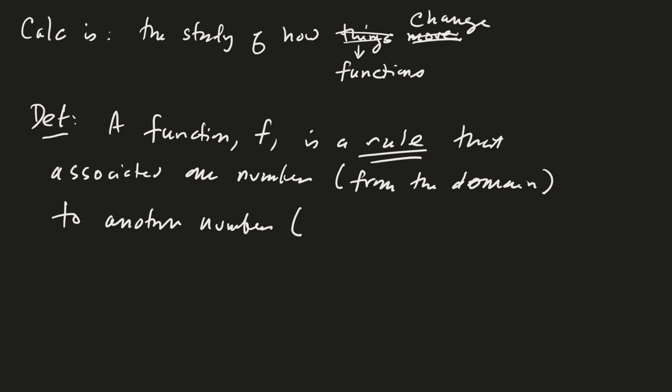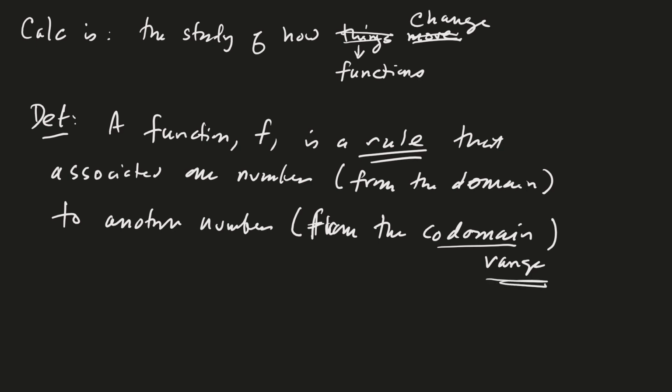And that is from the codomain. Actually, we're going to be a little bit sloppy and call this the range, but there is a difference between the two. Okay. The range is actually the set of all outputs from the function that are hit by all the inputs. And so we'll see a difference between those in just a sec.